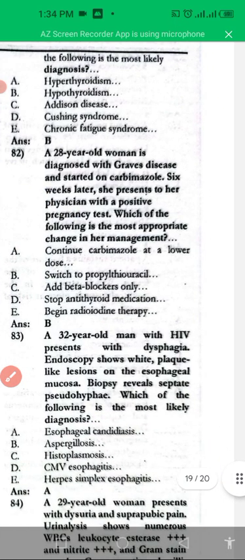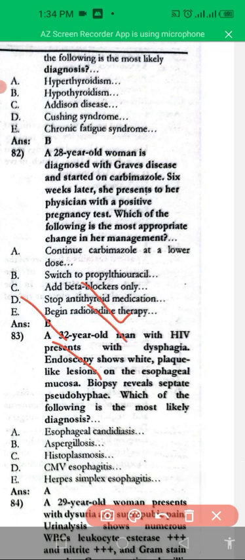Next one is: a 32-year-old woman with HIV presents with dysphagia. Endoscopy shows white plaque lesions on the esophageal mucosa. Biopsy reveals septate hyphae, that is esophageal candidiasis in an HIV patient. Esophageal candidiasis is more common in HIV patients.